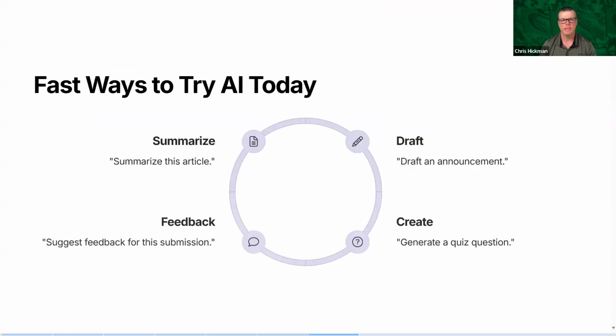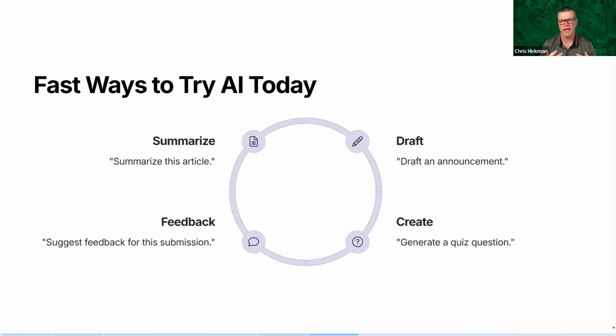So you don't need a big project to start with AI. Try one of these quick prompts. So first of all, summarize this article. Provide it with a PDF or a URL that points to an article, and it can summarize that for you. Draft an announcement. Say you need to draft an announcement for your class. You can tell the AI, draft an announcement for my class. You can provide what it is you'd like to say, and it'll give you a place to start with that announcement. You can also use it to generate a quiz question on patient safety.